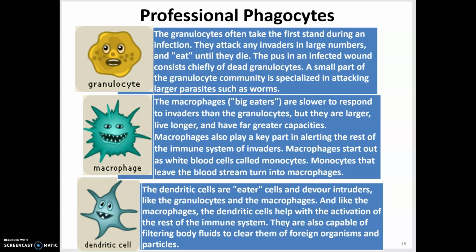Granulocytes will be the first ones into an infection, and they'll eat stuff until they die. Macrophages and the dendritic cells come along after, and what's really important about these two cells is that they help activate our adaptive immune system, which is what we'll talk about in the second half of this unit.